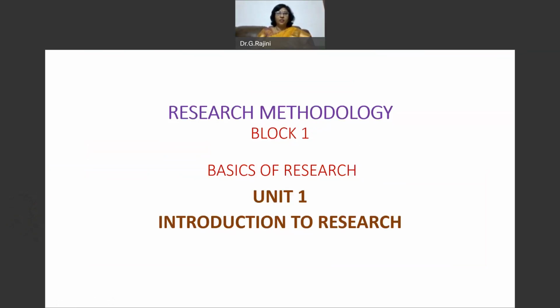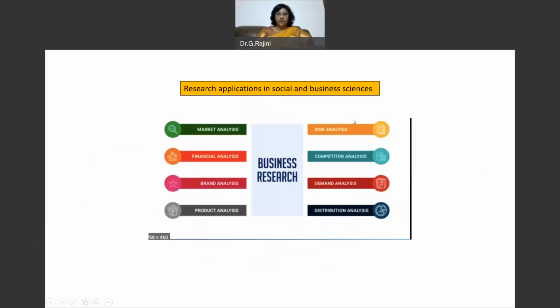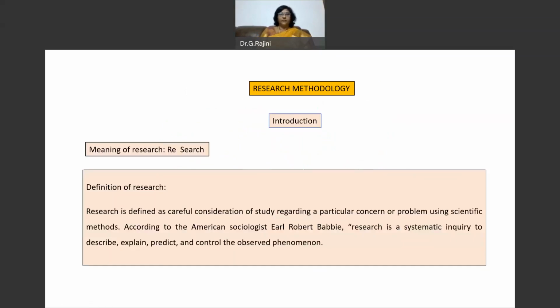Now we are into Block 1, which constitutes the basics of research. The introductory part is there in Unit 1. So when we say research, it is re-searching. Many scientists and people have already worked on certain concepts or phenomena. So we are going to research what has happened in the past, analyze the present trend, and use it for the future.